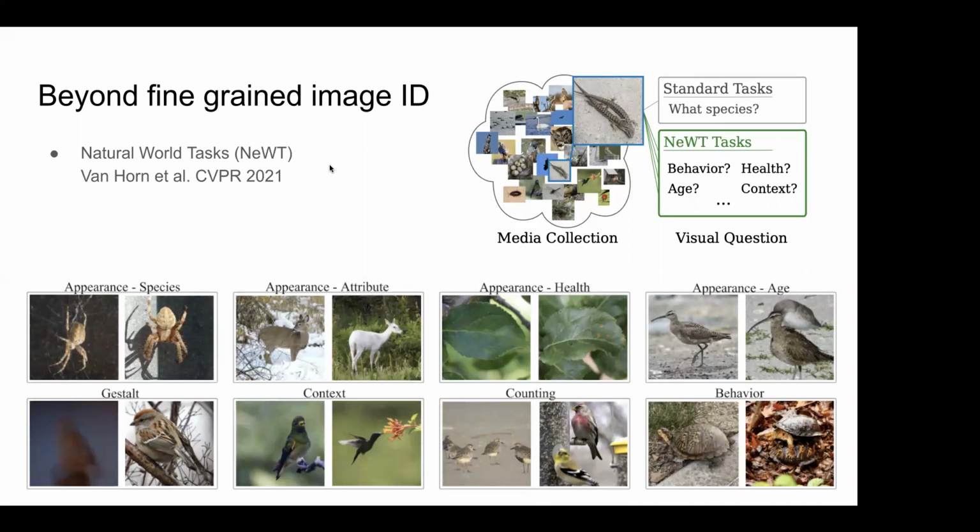Context: what is the bird doing in that picture? Is it getting nectar? Is it singing? So that could be a set of categories that are associated with that particular species. And then there's counting or subitizing, and finally behavior such as mating. So these are all examples of studies that biodiversity researchers want to do.